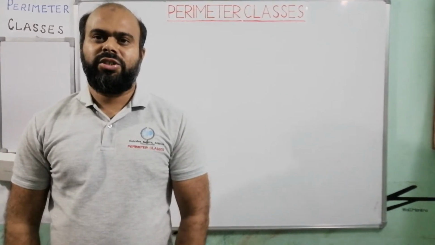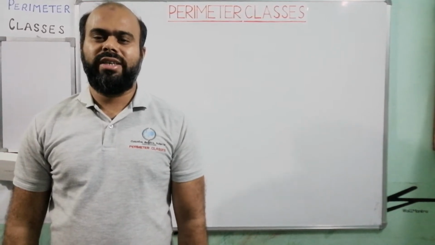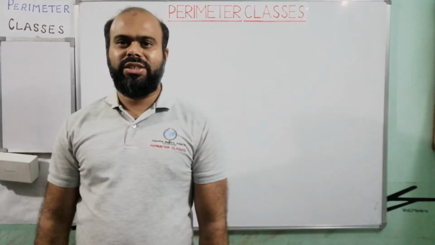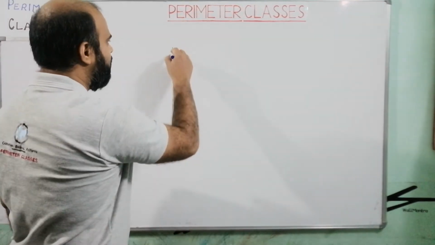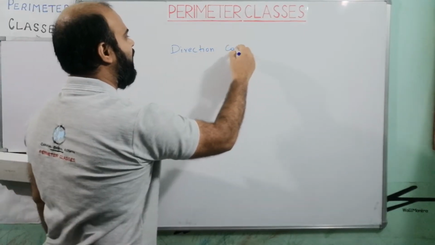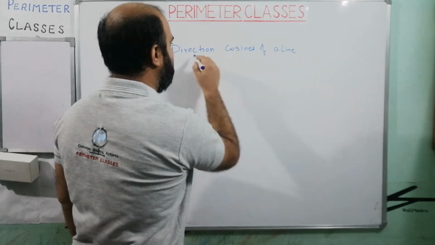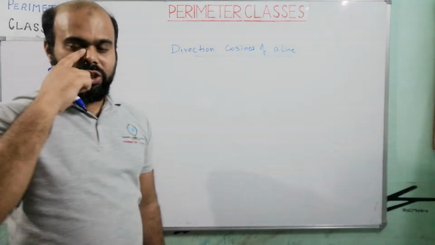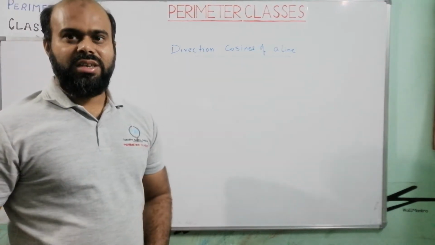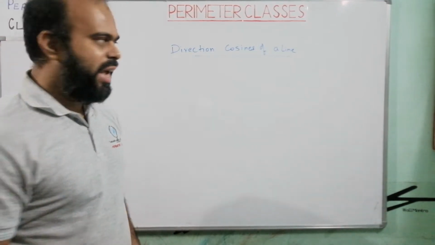First we are doing three-dimensional geometry, and in the last lecture we studied about rectangular coordinate system in three-dimensional geometry. In this particular lecture we are going to study about direction cosines of a line. What do we understand by direction cosines? Actually the direction of a line is being decided by its direction cosines. This is a mathematical way in which we define the direction of a line.